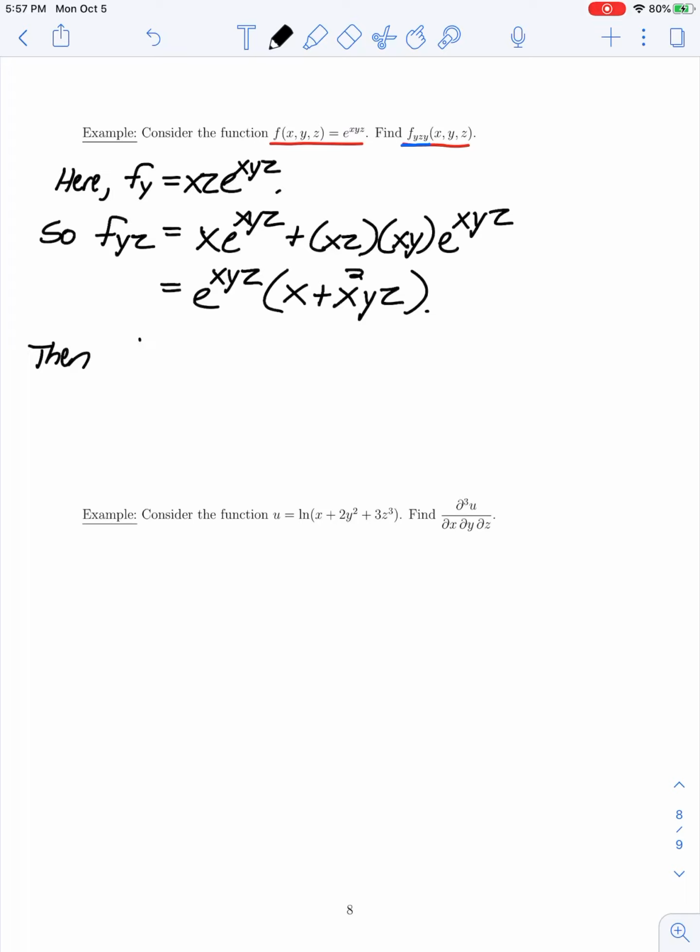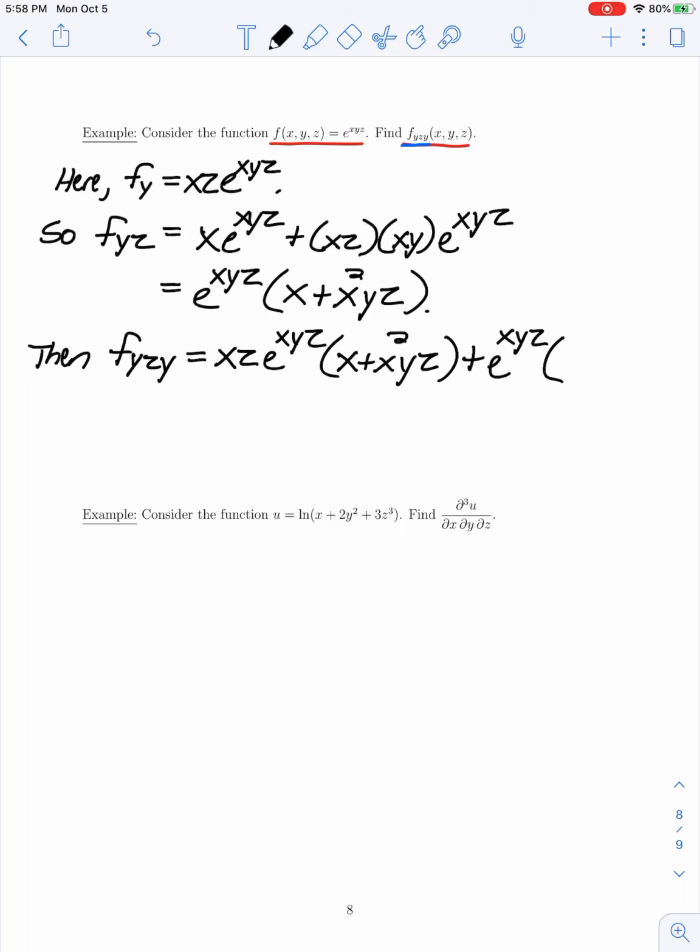So for the third order partial derivative that I was after, that is f sub yzy, we would need to make use of the product and the chain rules again. So the derivative of our first factor, e to the xyz, with respect to y, is xz, e to the xyz power, times our second factor. And then we add the product of our first factor, e to the xyz, times the derivative of the second factor with respect to y, which would give us x squared z.